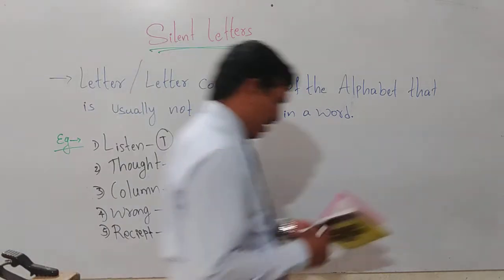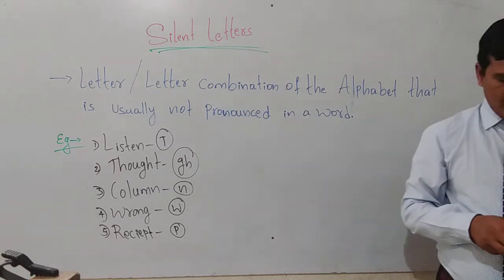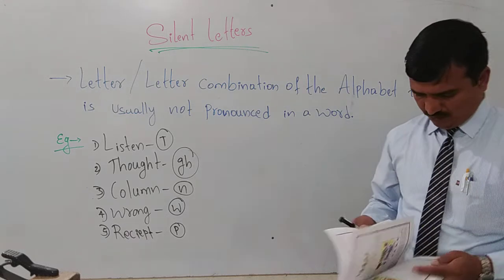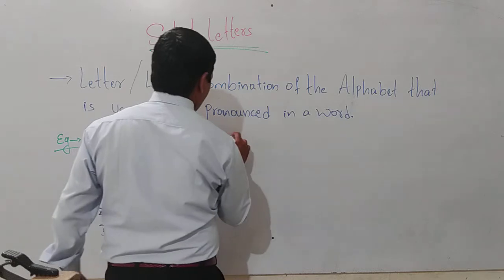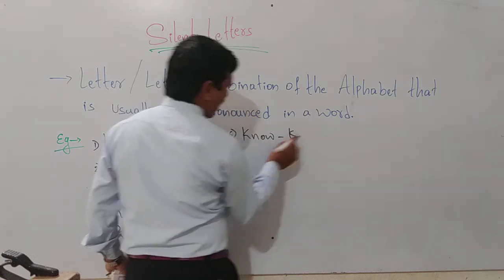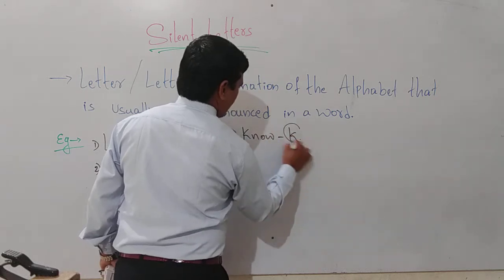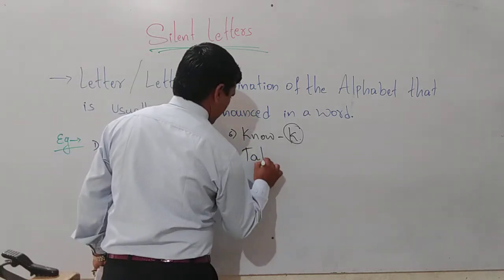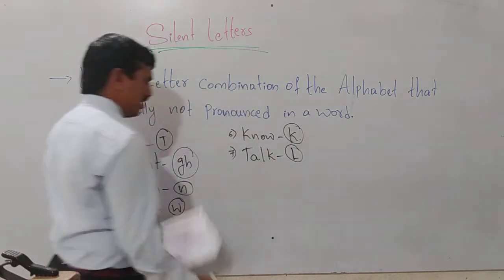Now see, check your textbook. What are the silent letters? For example, no. Here K is silent. Then the next one is talk. Here L is silent.